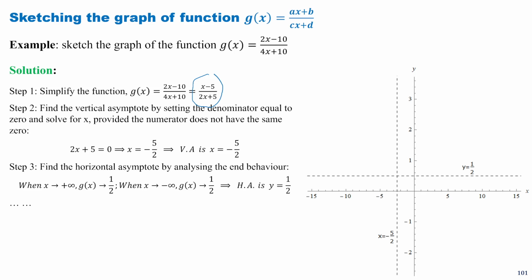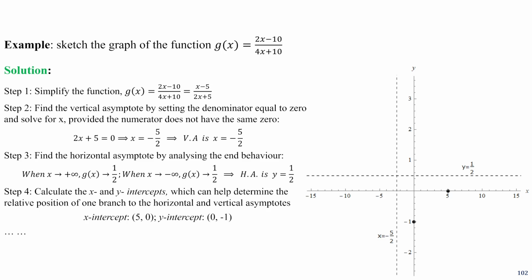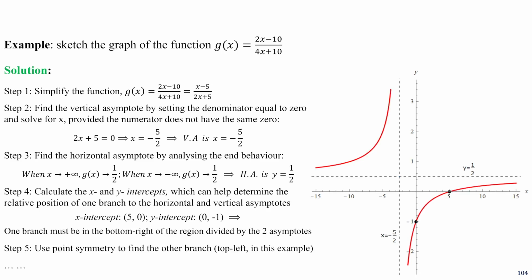The next, you need to decide where are the two branches by examining its x-intercept and y-intercept. So apparently, one branch will cross these 2 points. So one branch must lie on this region, right? And the other branch can be easily determined according to point symmetry with this point here. And eventually, we can sketch the graph of such a ratio between two linear functions like this. Did you get it?